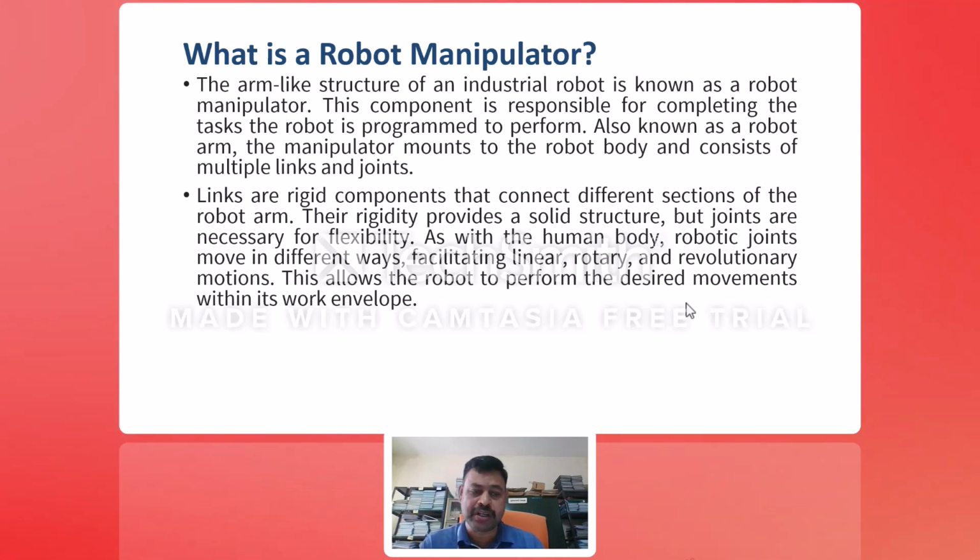Manipulator mounts to the robot body and consists of multiple links and joints. Links are rigid components that connect different sections of the robotic arm. Their rigidity provides solid structure, but joints are necessary for flexibility, to move from one point to another point. As with the human body, robotic joints move in different ways, facilitating various movements such as linear, rotary, and revolute movements. This allows the robot to perform the desired movement within the work envelope. So this is the simple prerequisite to understand what a robot manipulator is and how it works.